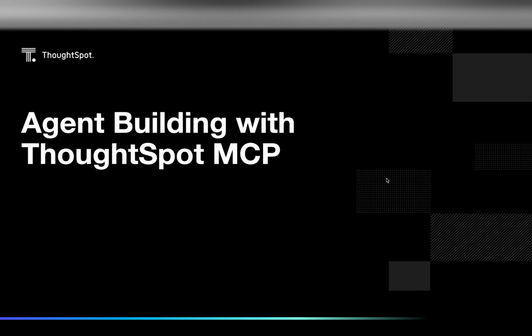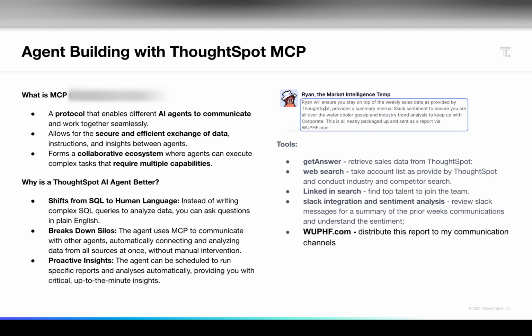In this episode, I'm going to introduce how easy it is to build AI agents with ThoughtSpot MCP. So what is MCP? MCP stands for Model Control Protocol, and this is a protocol that enables different AI agents to communicate with each other. Importantly, this enables a secure and efficient exchange of data and results in a collaborative ecosystem where agents are able to execute complex tasks that require multiple capabilities.